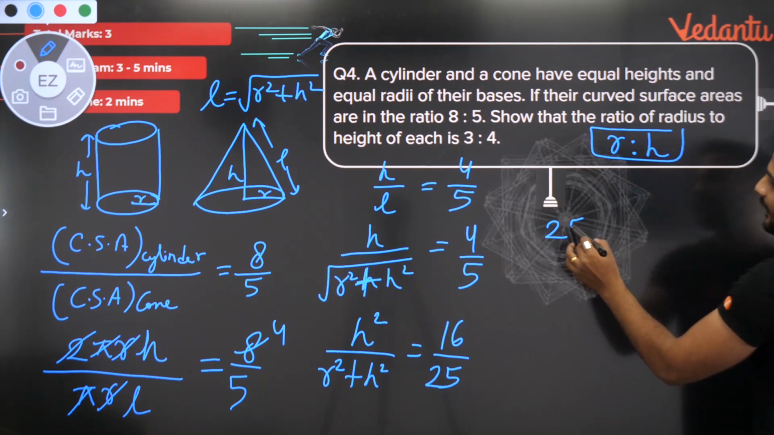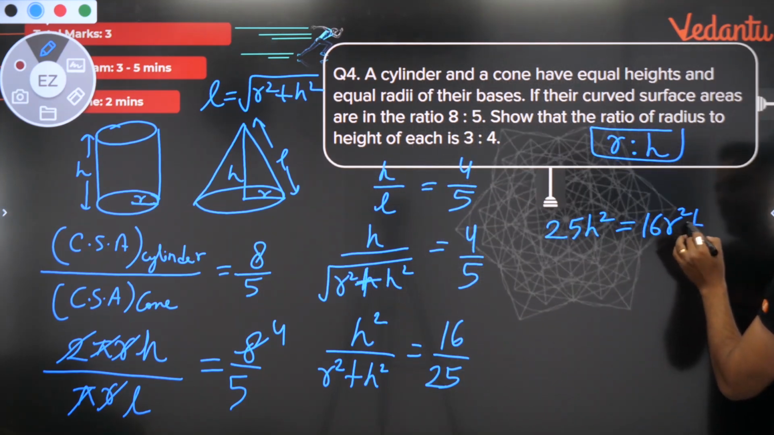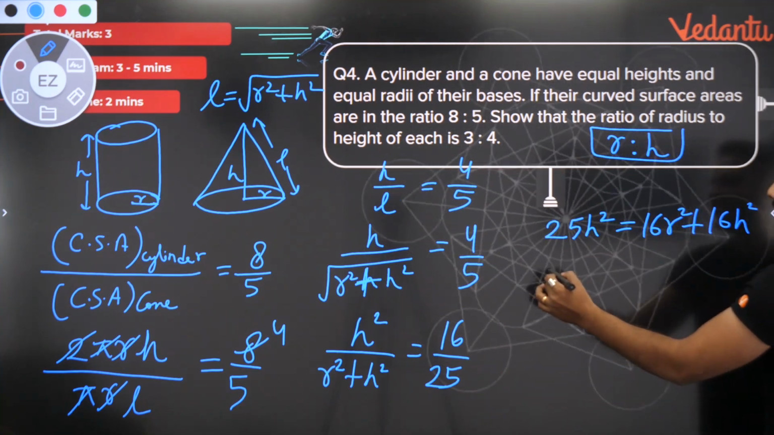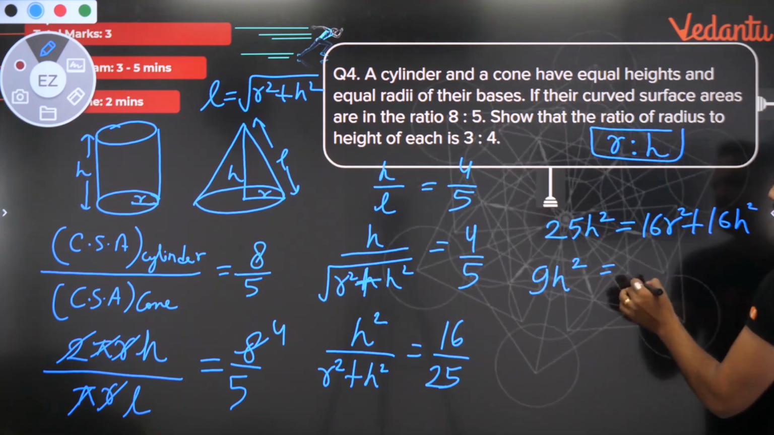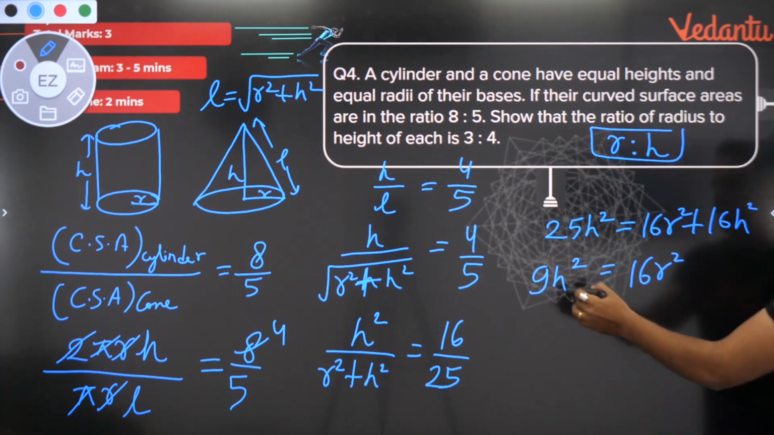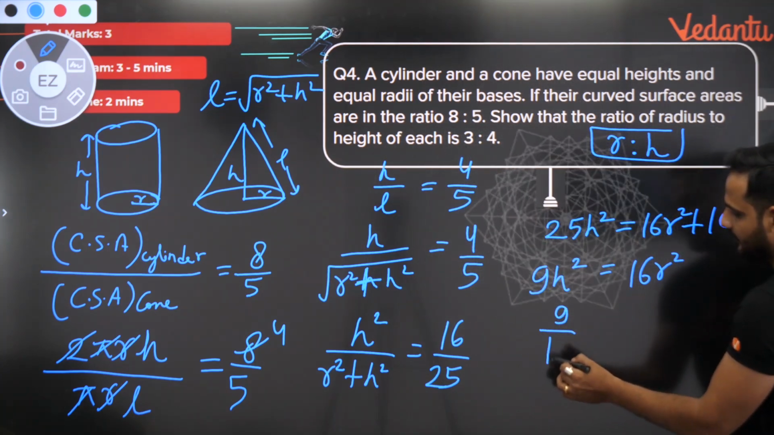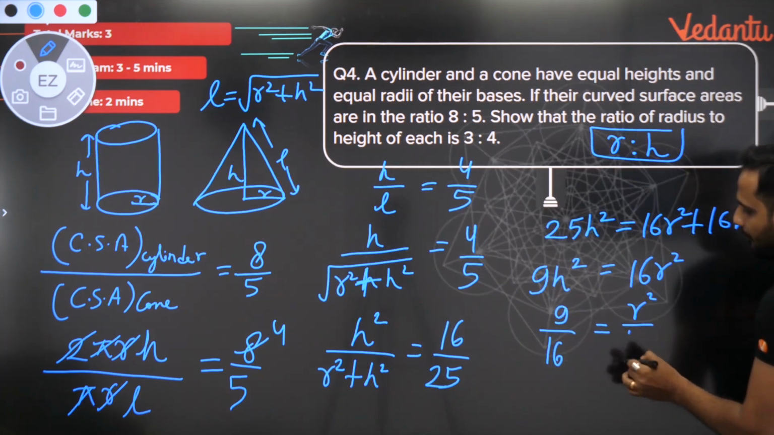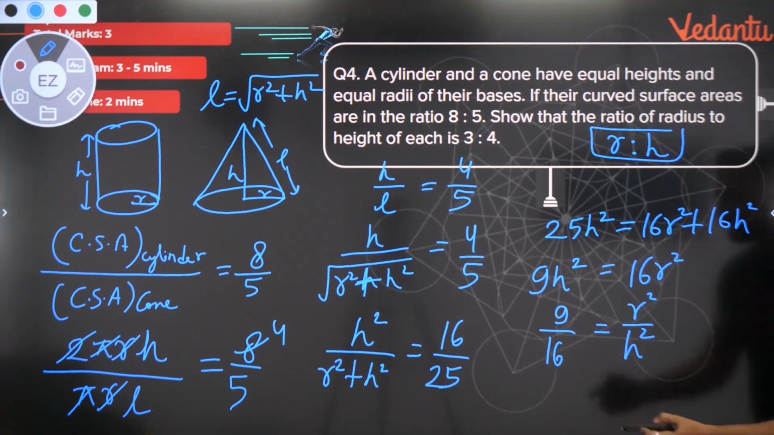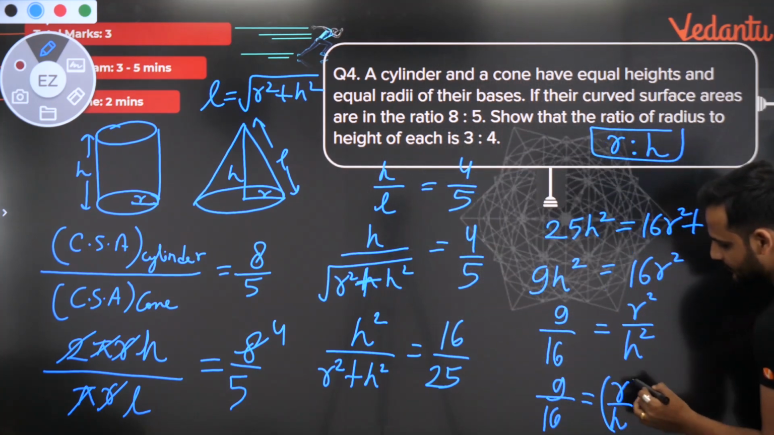So you'll be getting 25h² = 16r² + 16h². Shift h² there. So 25h² − 16h² is 9h², which is equal to 16r². You want the ratio of r by h, so let's shift this h² here and 16 there. So 9/16 is equal to r² upon h². This r² upon h² can be written as (r/h)². So 9/16 can be written as (r/h)².